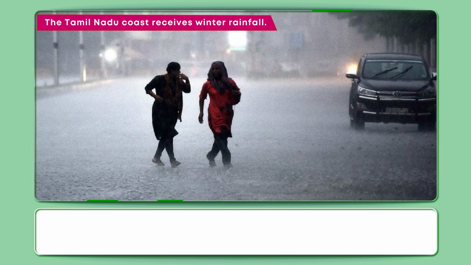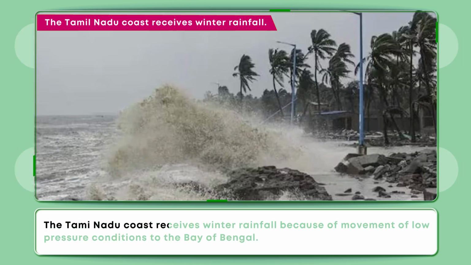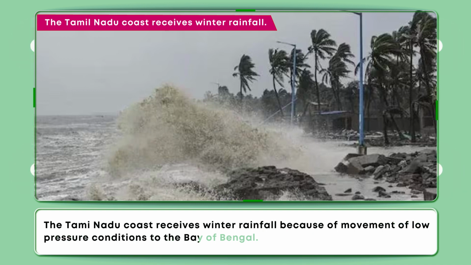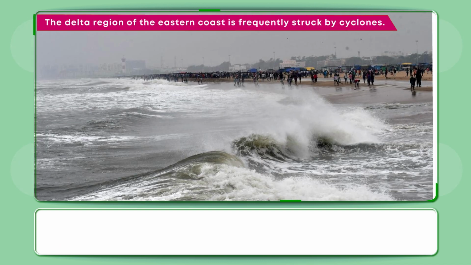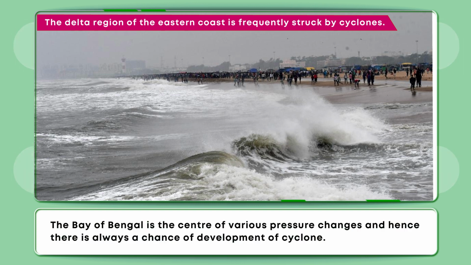The Tamil Nadu coast receives winter rainfall. The Tamil Nadu coast receives winter rainfall because of movement of low pressure conditions to the Bay of Bengal. The delta region of the eastern coast is frequently struck by cyclones. The Bay of Bengal is the center of various pressure changes, and hence there is always a chance. Due to this, the delta region of the eastern coast is frequently struck by cyclones.